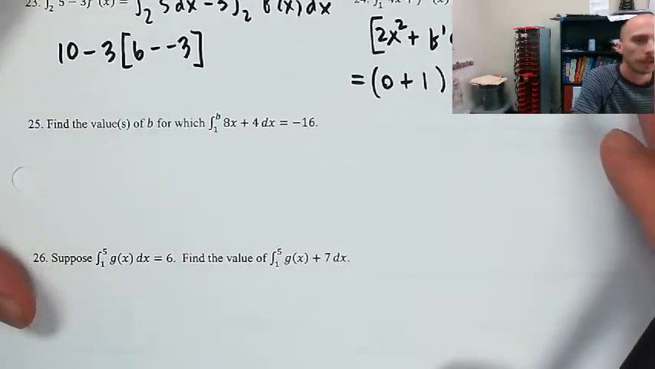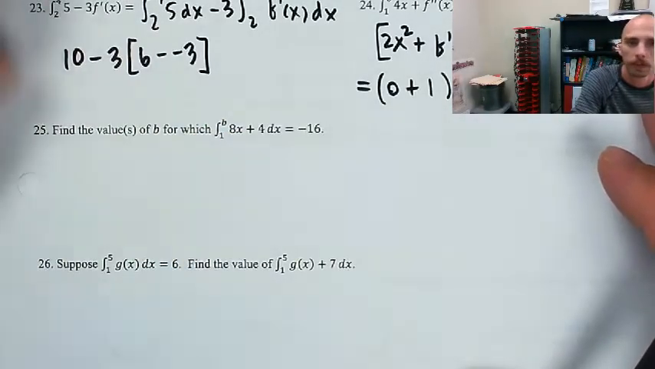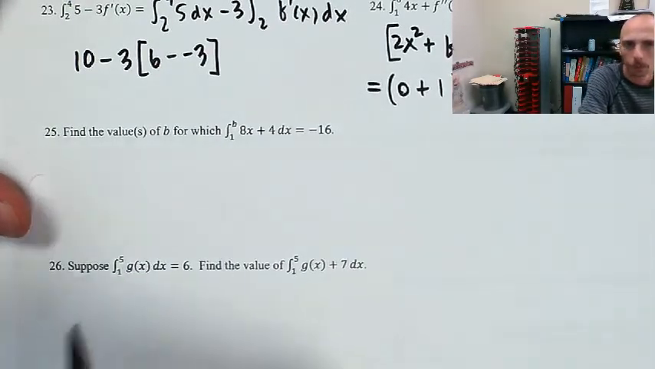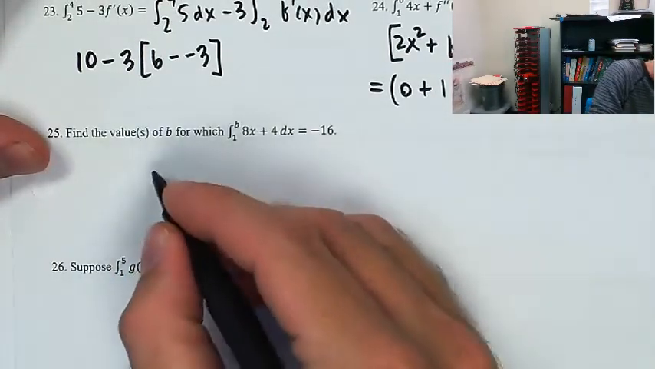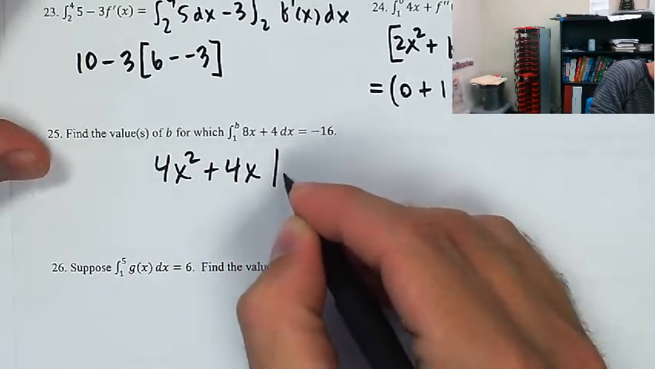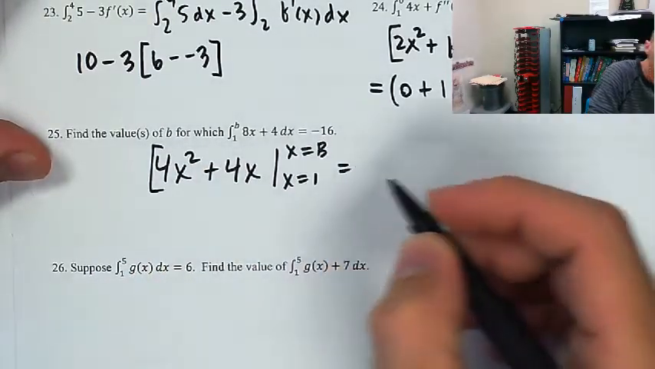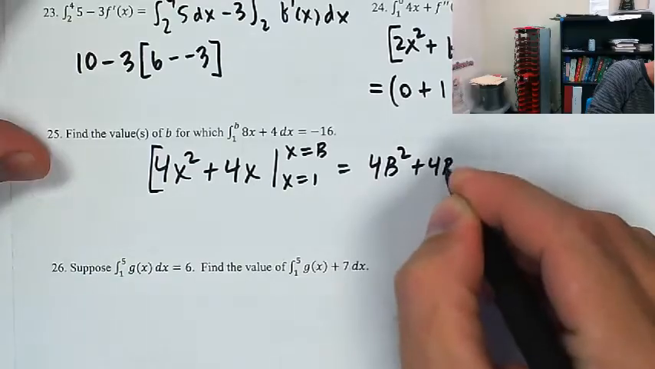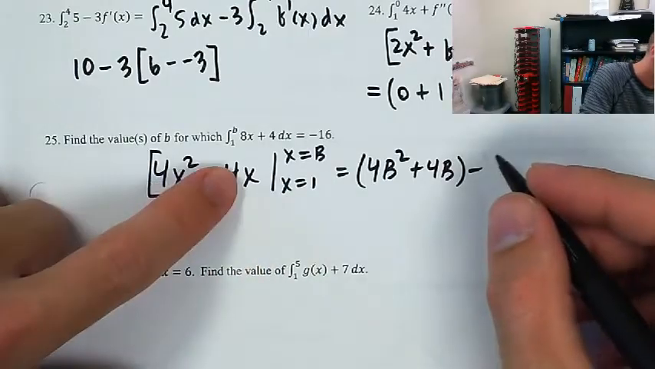All right. Find the values of b for which the integral from 1 to b of 8x plus 4 dx equals negative 16. This is a good question. This is related to a multiple choice question that I know, just for what that's worth. So I'm going to anti-differentiate. That's going to be 4x squared plus 4x as x runs from 1 up to b. So I'm going to plug in b: 4b squared plus 4b, minus, when I plug in 1, I'm going to get 4 plus 4.